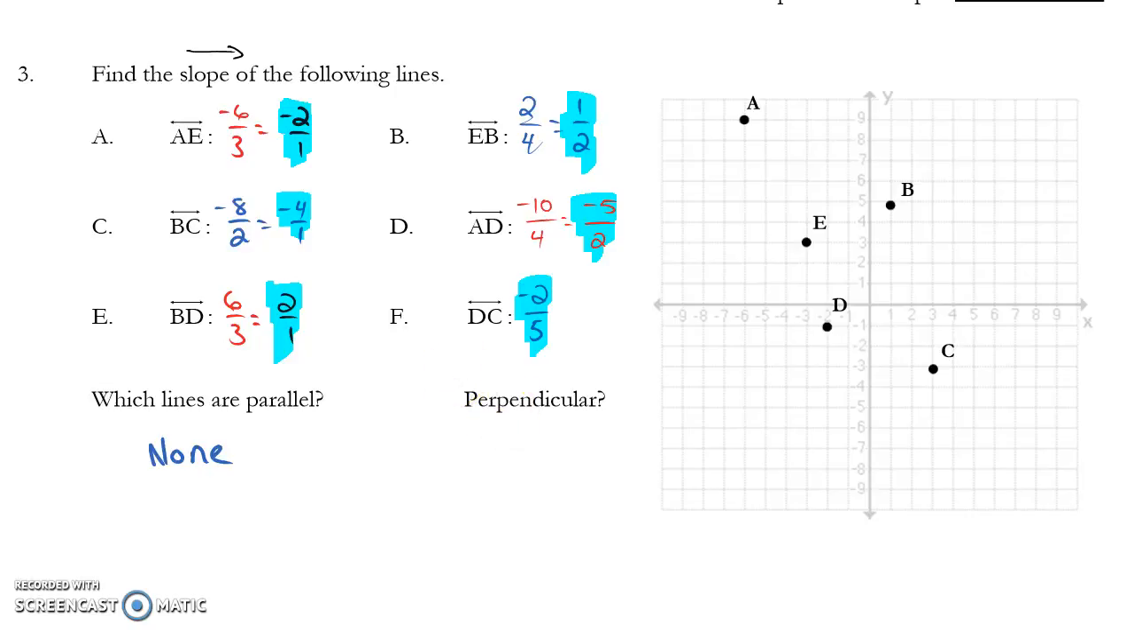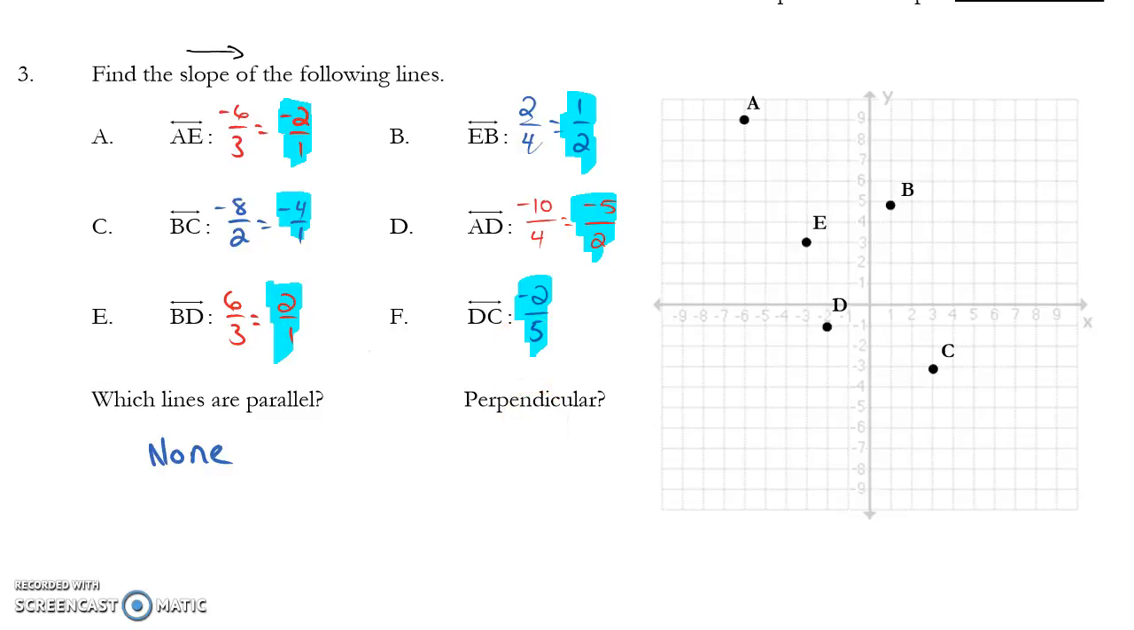Perpendicular, though, we do have here. Okay? And you've got to make sure you're careful. AD and DC are not perpendicular because they're both negative. They are reciprocals. I do have 2 over 5, 5 over 2, but they're not opposites. I have a negative and another negative, not opposite reciprocals. Similarly, line EB and line BD are reciprocals, but they are not opposites. They're both positive. That's not perpendicular.